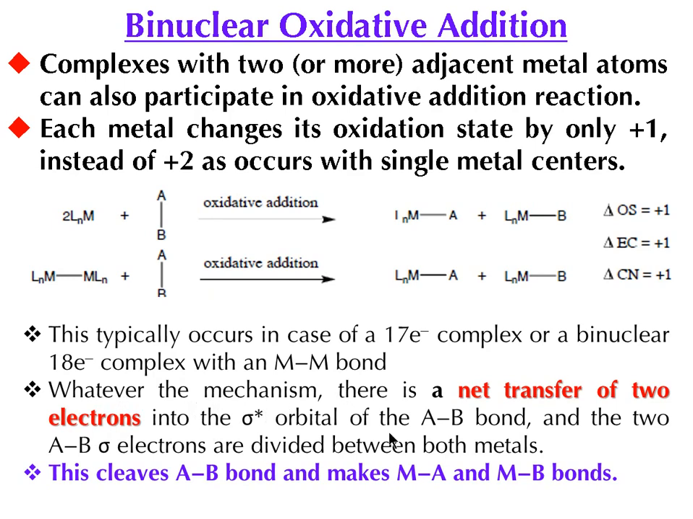Whatever the mechanism, there is a net transfer of two electrons into the pi star orbital of the AB bond. In other words, considering the molecular orbitals of the bond AB, supposing the bond order is equal to 1, when the electrons are transferred from the metal center to the molecular orbitals of AB, they will occupy the pi star orbital. So in this case, the bond order of AB will decrease, the bond is less stable, therefore we will break the bond AB and make two new bonds MA and MB.